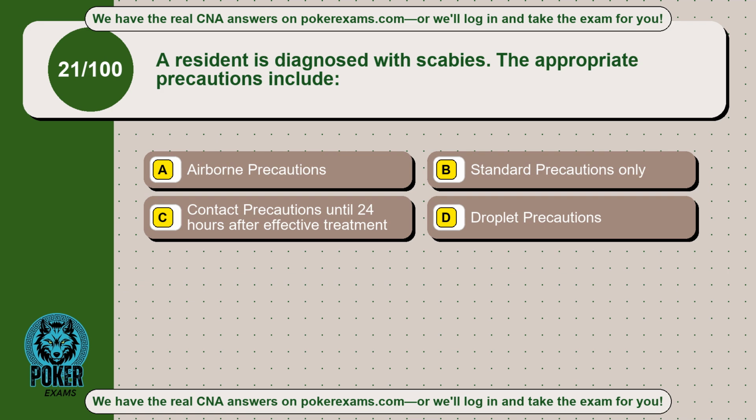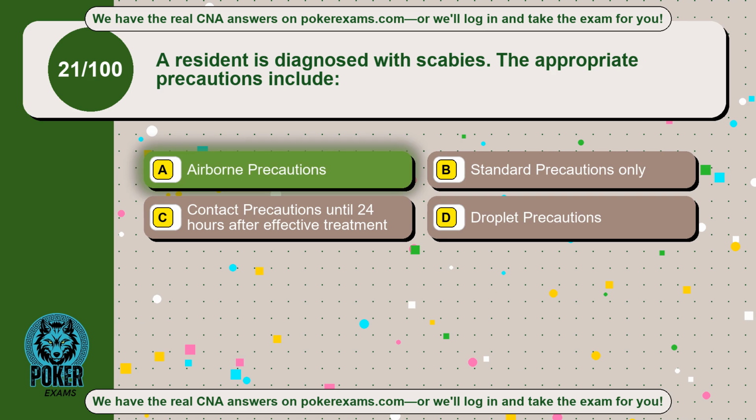Question 21. A resident is diagnosed with scabies. The appropriate precautions include: Option A, airborne precautions. Option B, standard precautions only. Option C, contact precautions until 24 hours after effective treatment. Option D, droplet precautions. The correct answer is option A, airborne precautions.